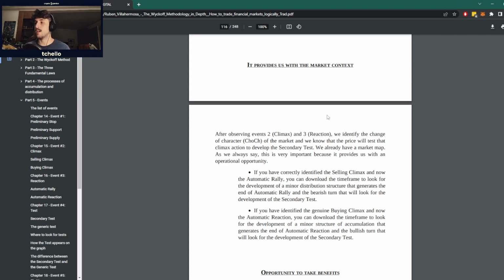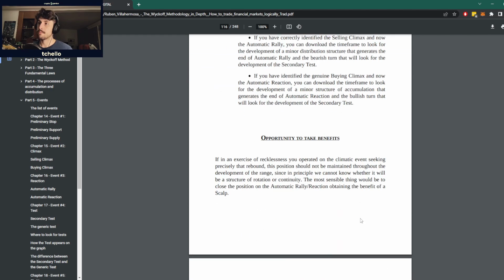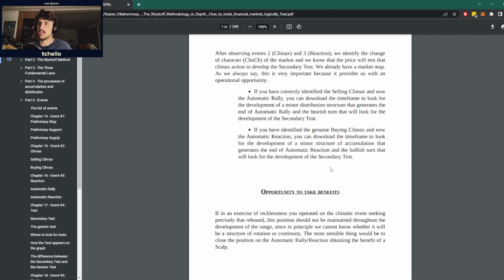Trying to count the events and measure the lengths to project it into the future, especially because what Wyckoff did and what Ruben points as methodology here is mostly fine-tuned to the stock market, right? And so crypto might behave a little bit differently, even though the basic principles are the same because the market psychology doesn't change.